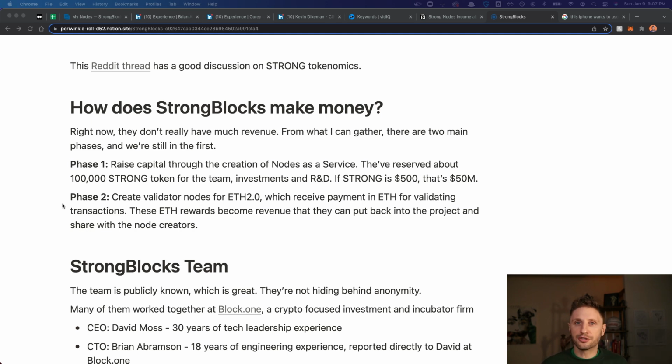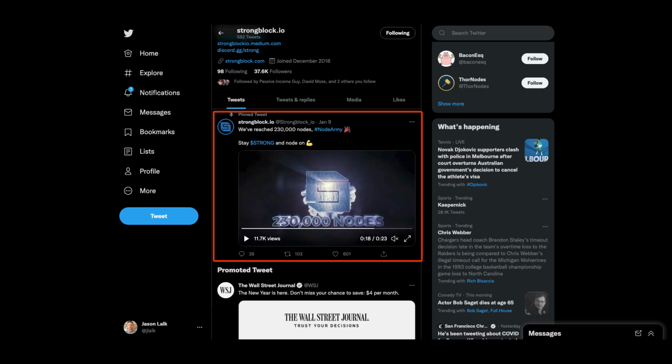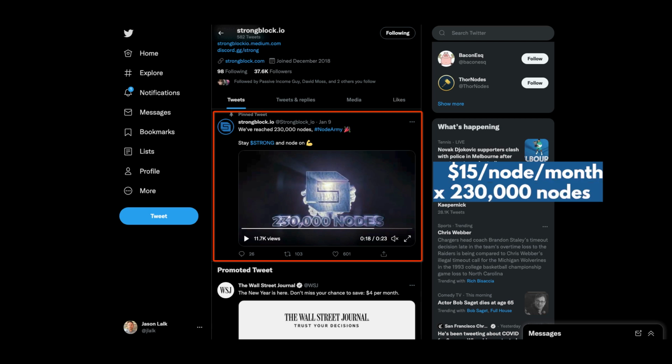So Strong earlier today was about $580 per token. So you multiply that by 100,000 tokens, and that's $58 million. So they can take some of that money out for their own salaries, their own compensation, and they also take some of that and put it back into their own R&D and new products that they plan to develop. One other revenue stream that I forgot to mention here is that Strong charges a $15 a month fee per node. And you can see they just passed 230,000 nodes, which is about $3.5 million per month in fee revenue.